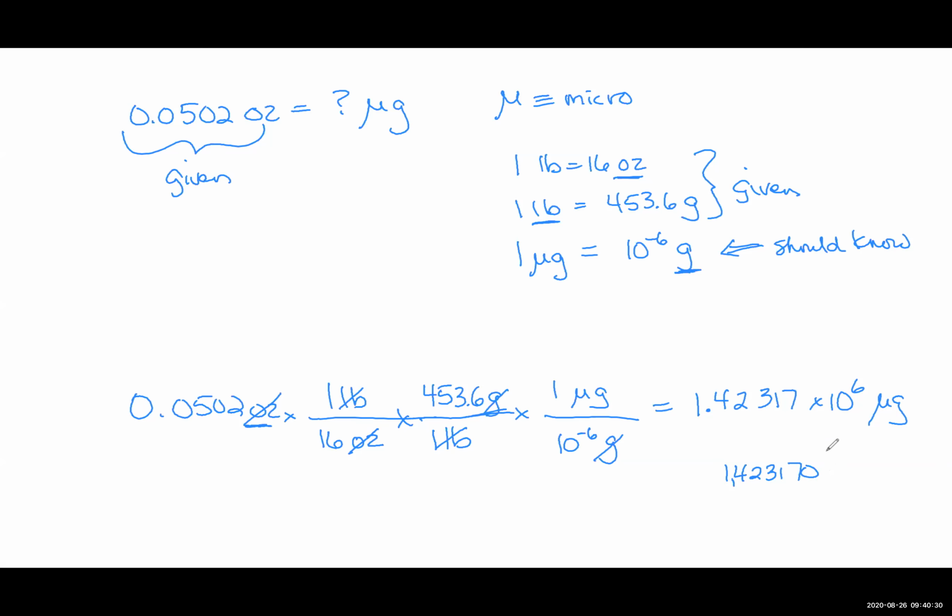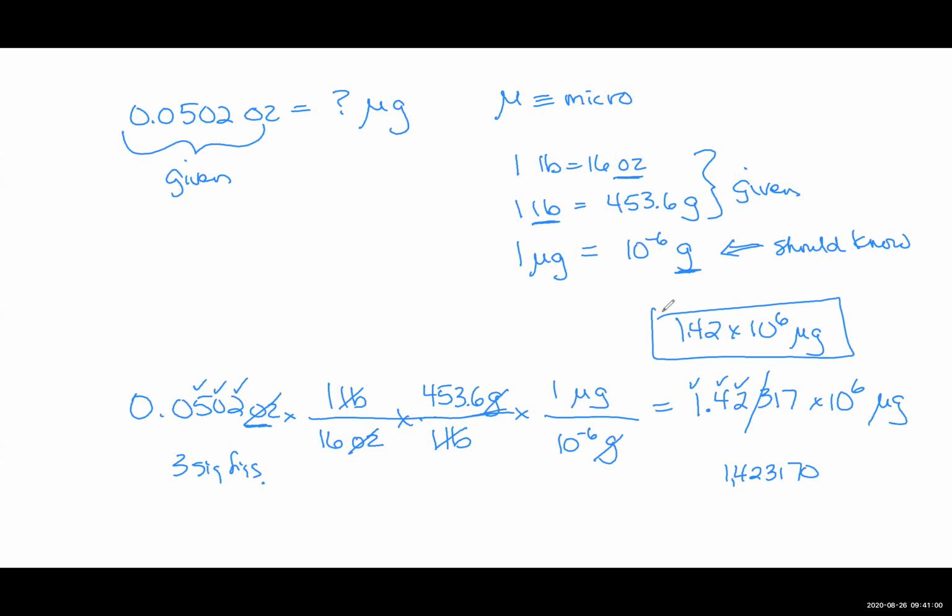Now you've got to worry about significant figures. Beginning 0 doesn't count. 5 counts. Middle 0 counts. 2 counts. 3 sig figs. So my final answer can have 3 sig figs. I'm going to keep the 1. I'm going to keep the 4. I'm going to keep the 2. I'm dropping a number less than 5. I don't need to round up. My final answer, 1.42 times 10 to the 6th micrograms.